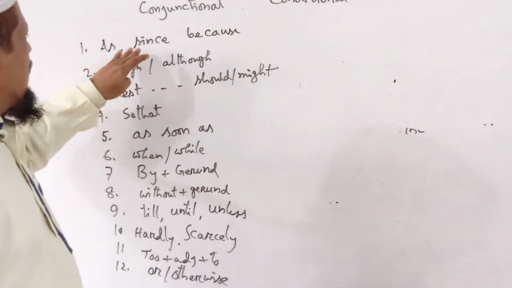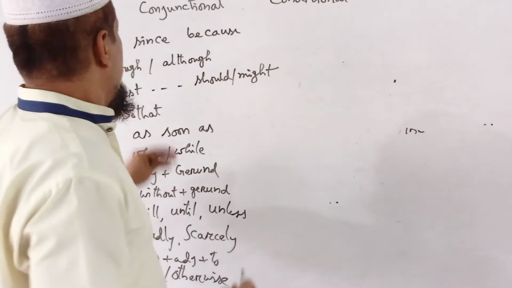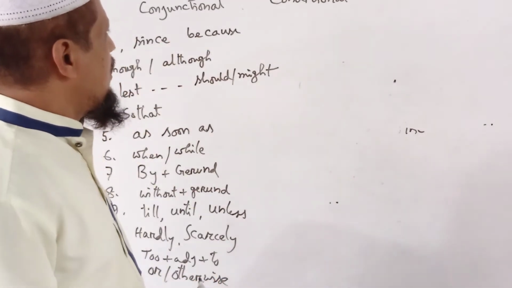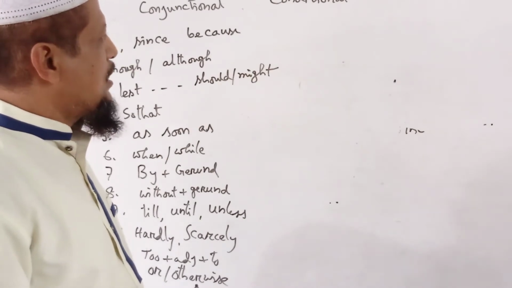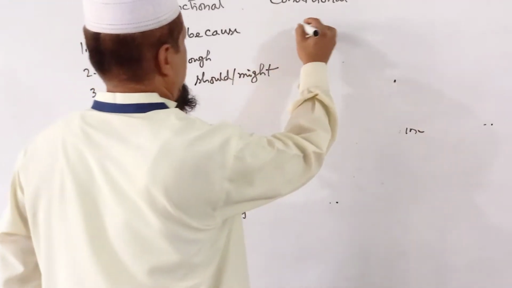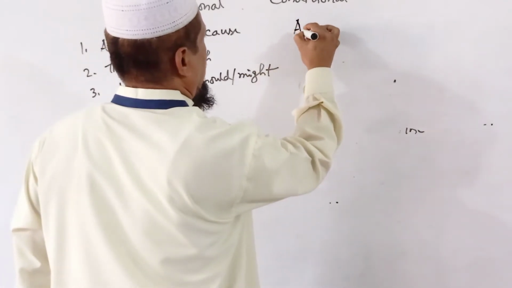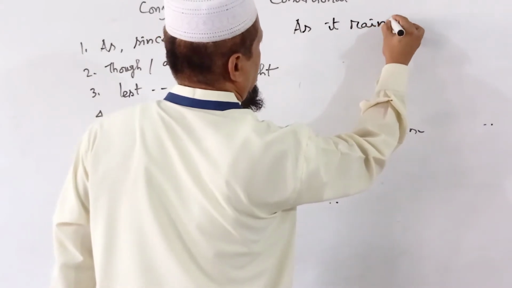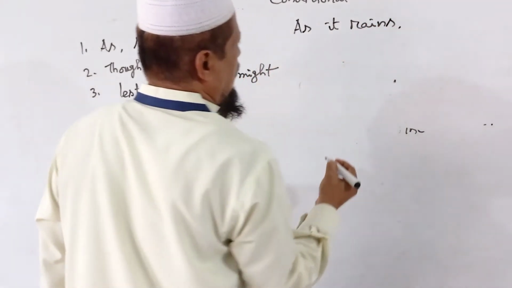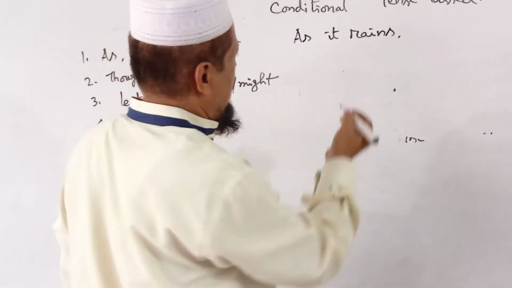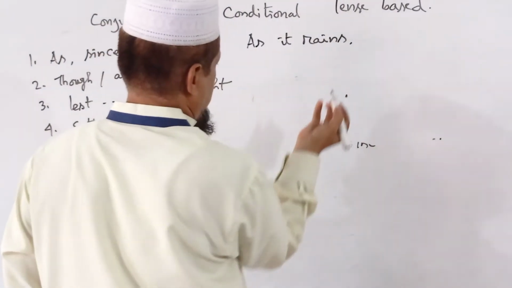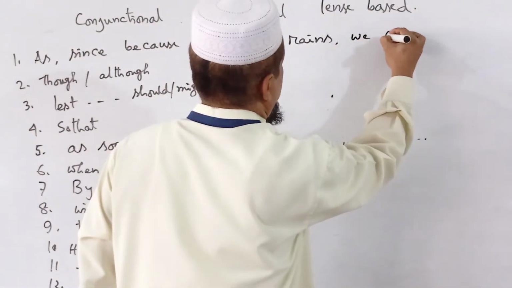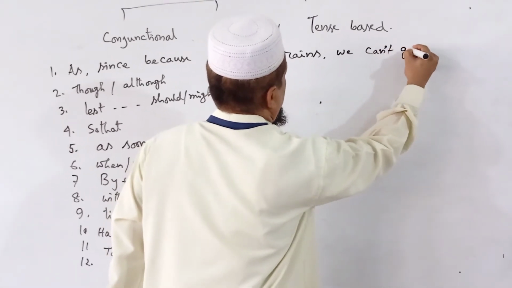If the sentence is connected with as, since, because, then the opposite clause will be the same tense, such as: as it rains. Here the subordinate clause is "as it rains." Then the principal clause: as it rains, we can't go out.